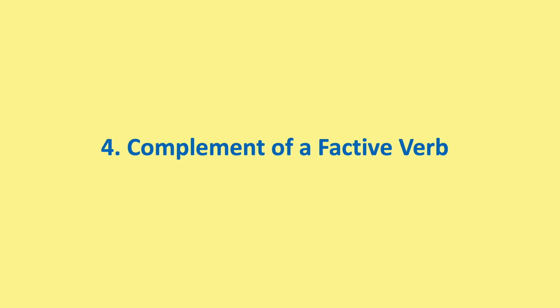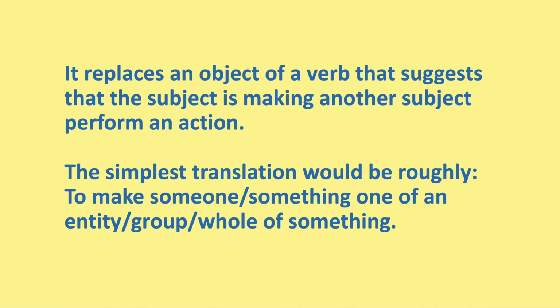Complement of a factitive verb. This one could be a little bit tricky, but as you start using the language more, you'll see how to use it. It basically replaces an object of a verb that suggests that the subject is making another subject perform an action. The simplest translation would be roughly to make someone or something one of an entity, group, whole of something. Let's look at some examples.